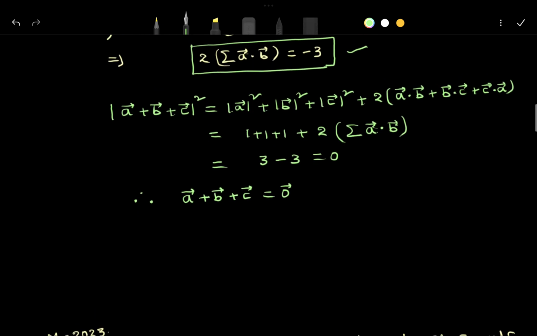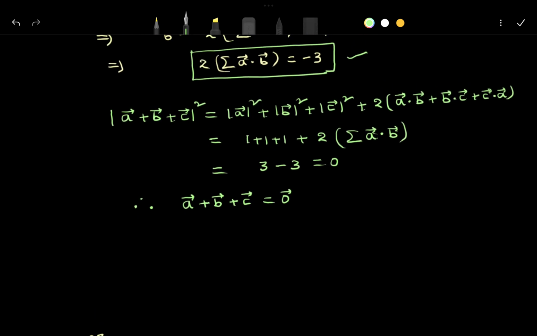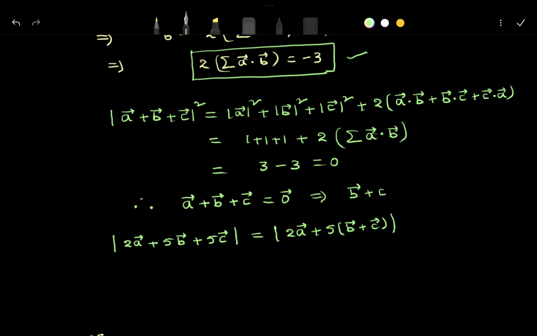Okay, after that, what is the given expression? In that given question, you have to find out modulus of 2 into a bar plus 5 into b bar plus 5 into c bar. You have to find out this value. Now here very clearly, modulus of 2 into a bar plus 5, you take the common factor, it becomes b bar plus c bar. Now from the above result, what is the value of b bar plus c bar? b bar plus c bar is equal to minus a bar.